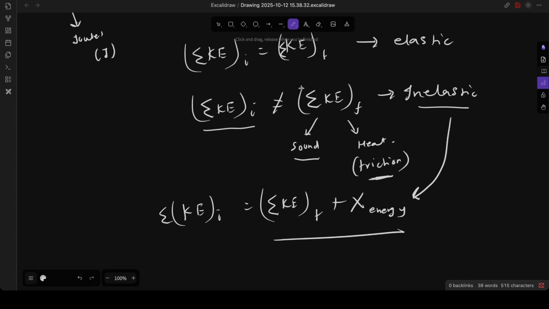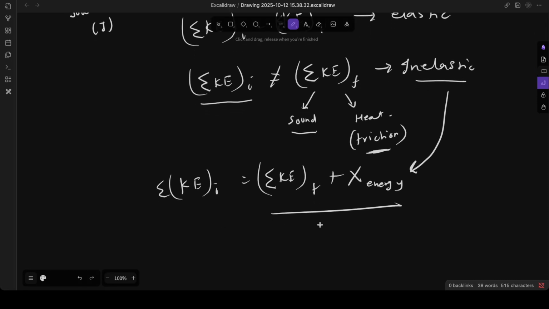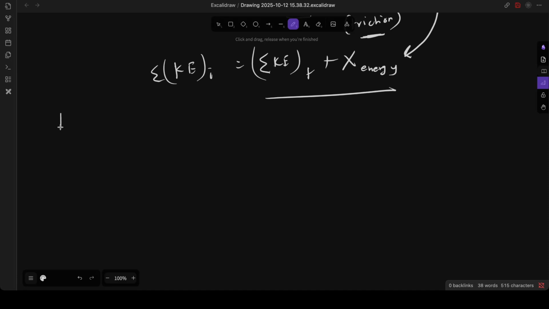If it is an elastic collision, obviously there is nothing lost, there is no other form, it's all kinetic, kinetic, kinetic. So this is the thing. Apart from that, there is something called a perfectly inelastic collision. Now this is a special case, perfectly inelastic collision.